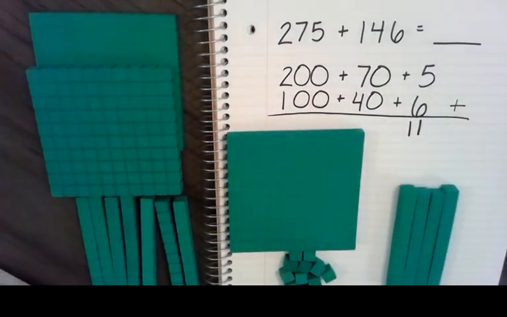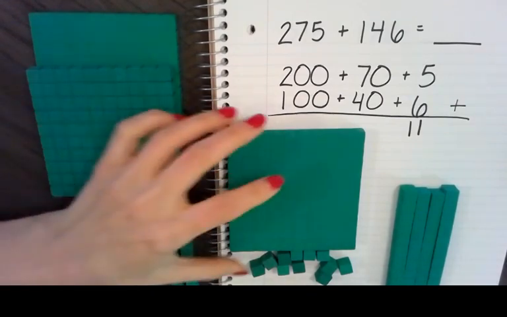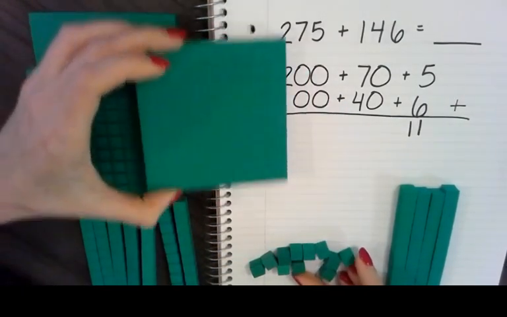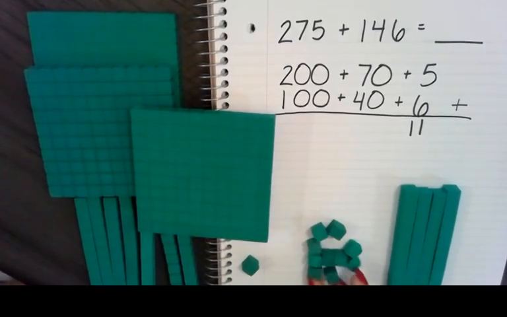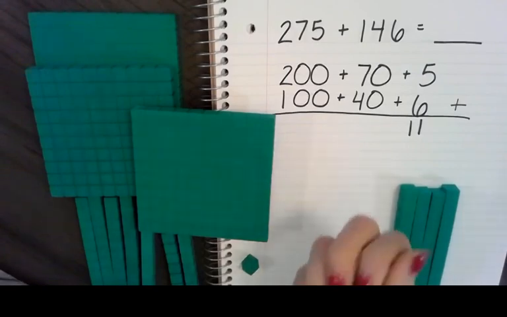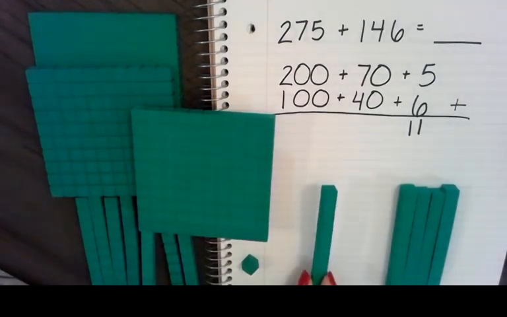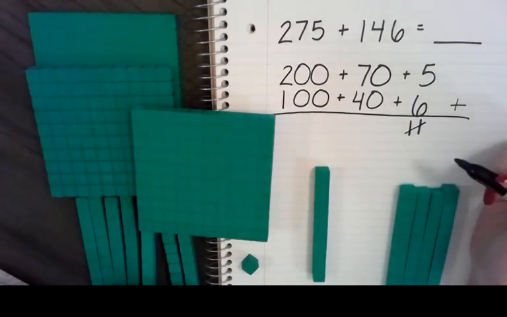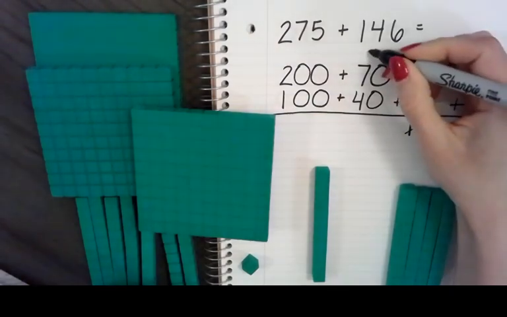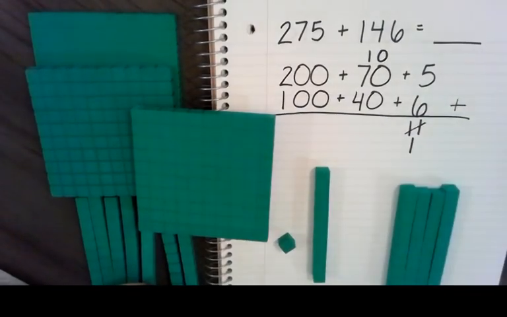Now something I'm noticing is that my ones have made a 10. So you all know what we need to do. We need to regroup 10 of those ones into a 10. So take 10 of the ones, and I'm going to exchange it or regroup it for a 10. It doesn't mean we're losing that value. We're just exchanging it for a 10. So in my work here, I cross out the 11 and move the 10 to my tens place. I'm still left with 1, so I'll put a 1 there.